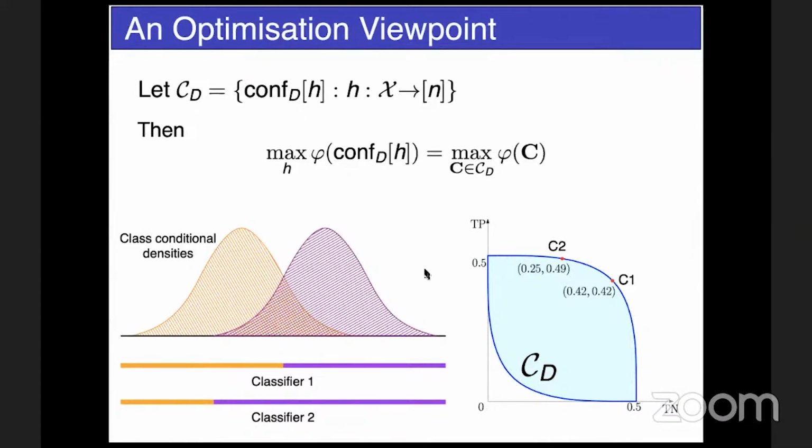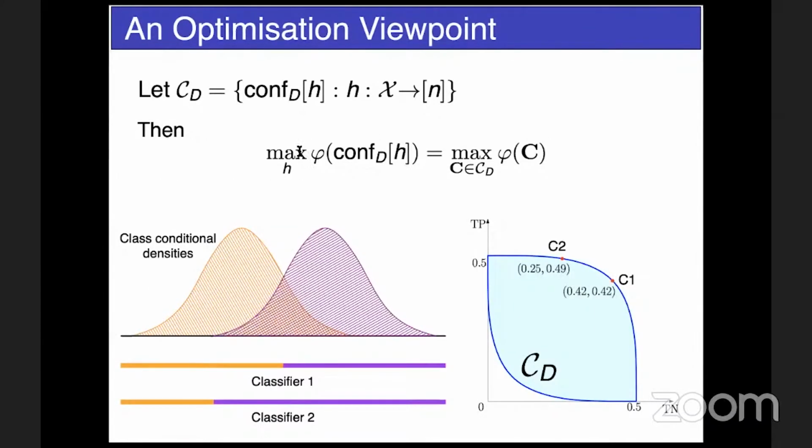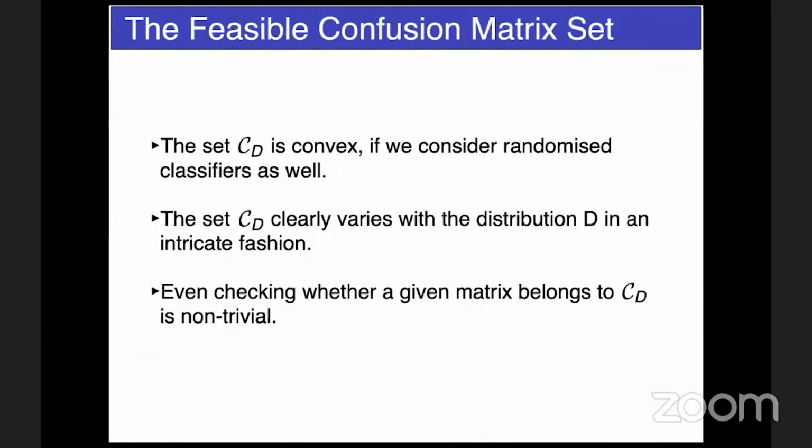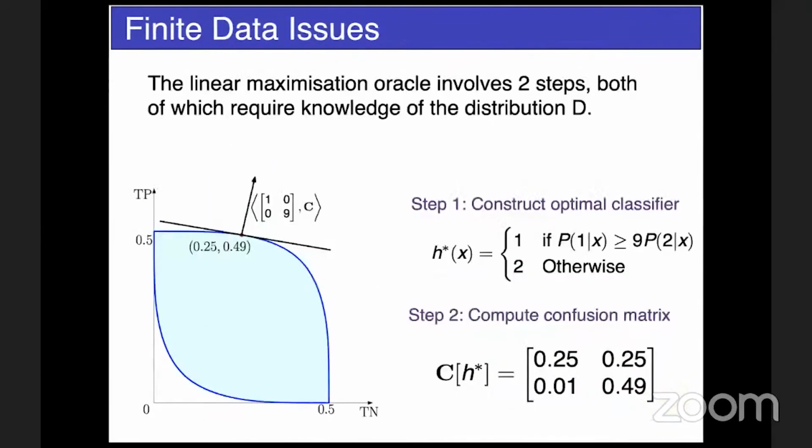Once you've done this, you can use tools from optimization to actually solve this problem. I'll not really go into the details of that, but this is the key idea: once you've converted this classification problem into an optimization problem, then you can use standard tools from optimization theory to solve this. I'll not go into the details because I think we are over time. I'll just skip this.